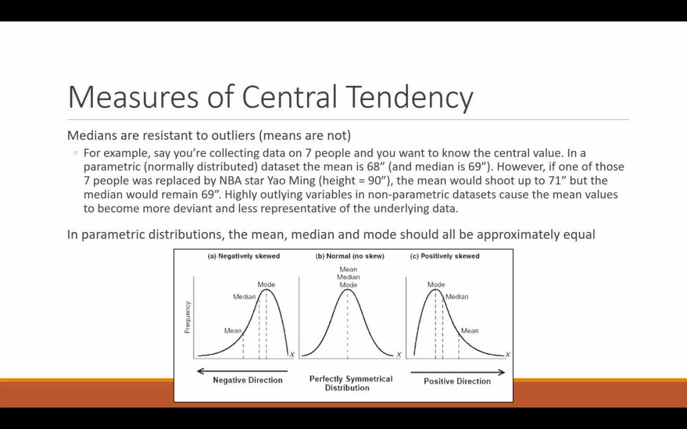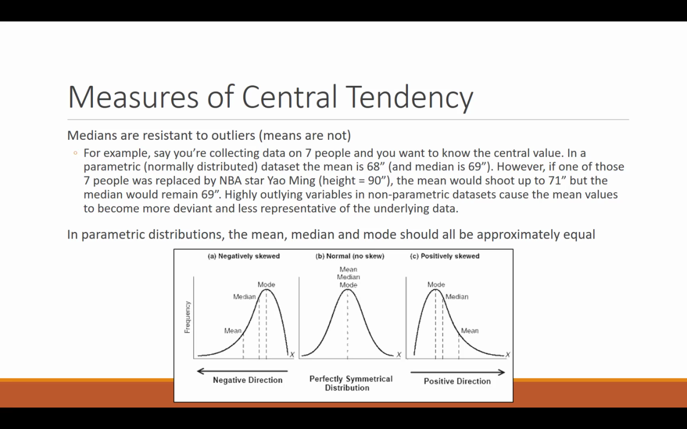In a parametric or normally distributed or bell-shaped data set, the mean is 68 inches. However, if one of those 7 people was replaced by an NBA star, Yao Ming, who has abnormally high height, so a positive outlier value, the mean would go up to 71 inches, but the median would remain 69 inches.